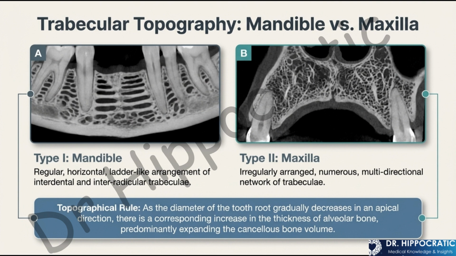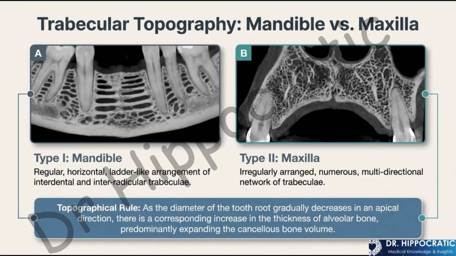As the root diameter tapers down to a point, the jaw predominantly expands its spongy, cancellous volume to fill that extra space. It maintains structural integrity by wrapping the narrowest part of the root in the thickest blanket of shock-absorbing spongy bone. It's highly efficient engineering.